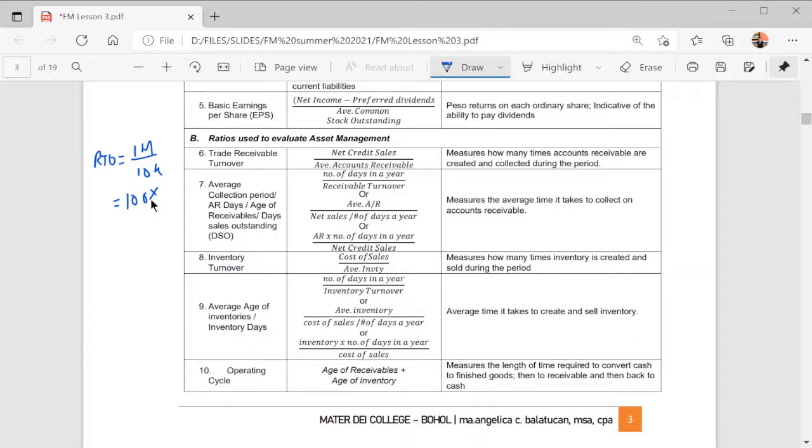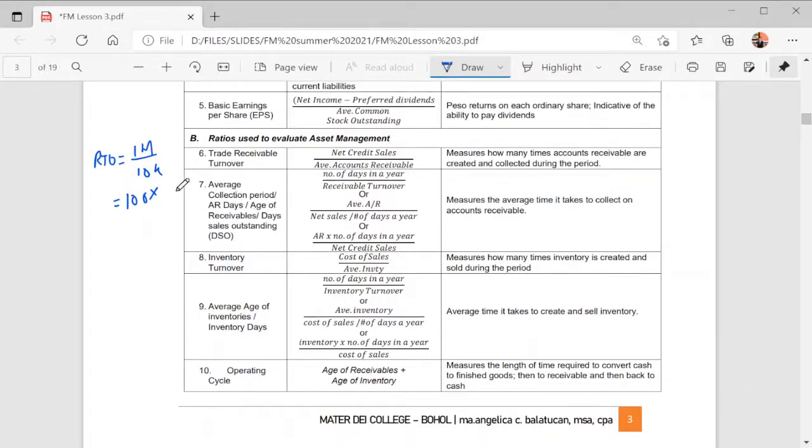And the same with your inventory. The same principle applies: the higher the better. Because if your ITO is higher, it means we produced a lot of inventory and sold it, and this is based on the cost of sales.